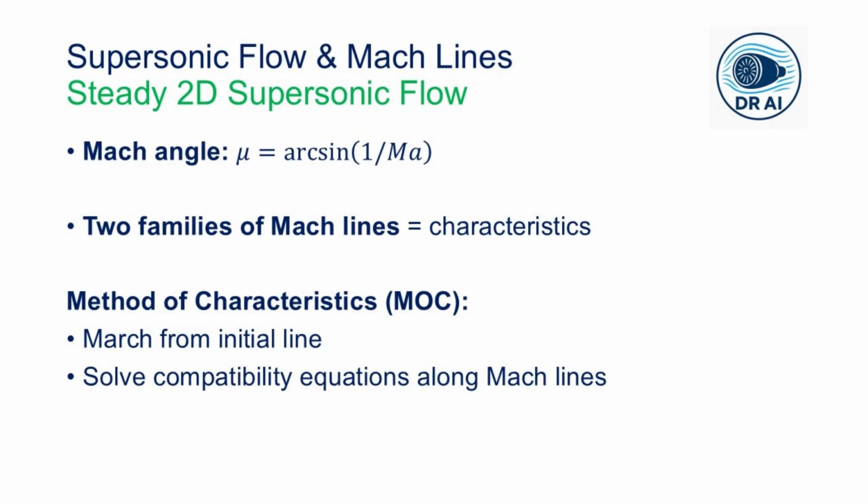So we start from an initial data line and march downstream, solving the compatibility equations along the two characteristic families. Important is that the method of characteristics only works for hyperbolic type of partial differential equations. It is not applicable to elliptic or parabolic type of problems.